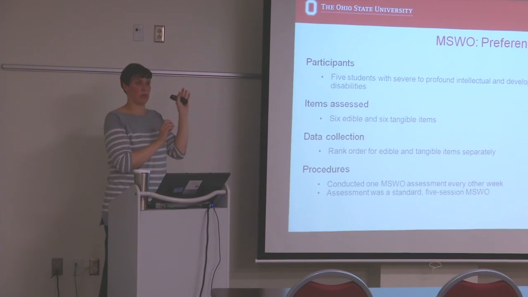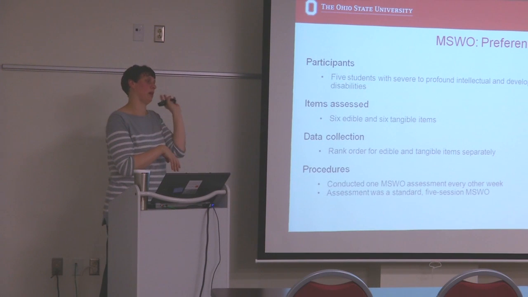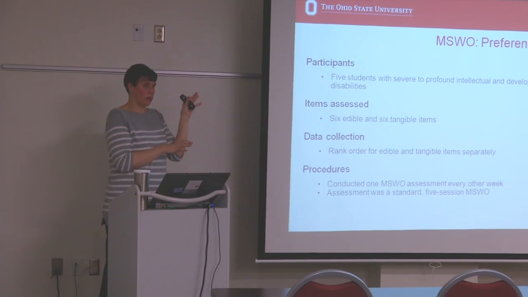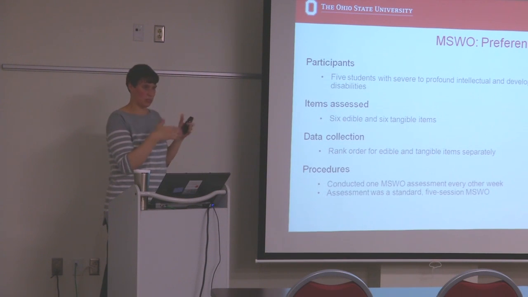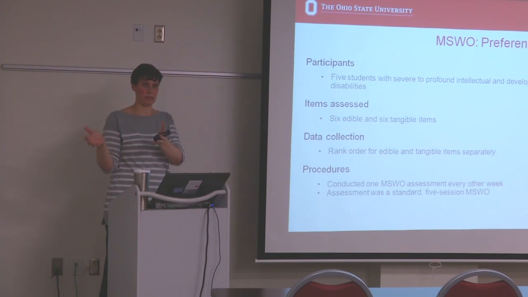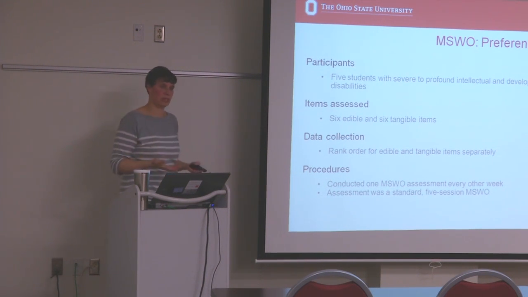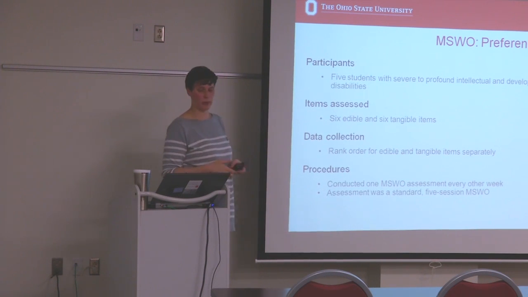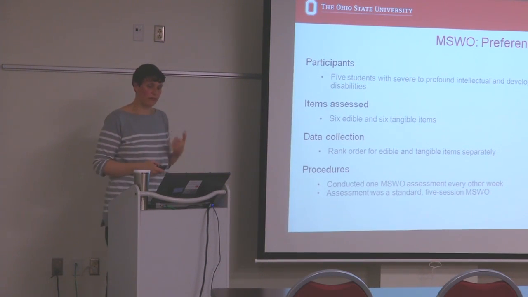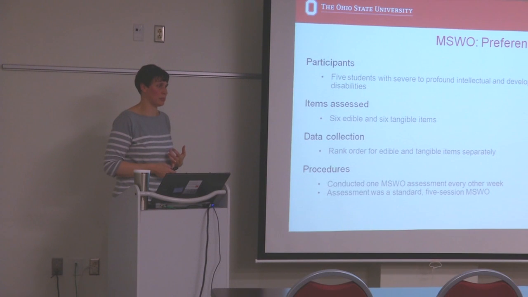And so what we did is we ran every 2 weeks, we ran a traditional MSWO, which is 5 trials across 5 sessions, so 25 trials. Every 2 weeks, we did 5 food items and 5 activities. Okay? And we just wanted to see how stable these were. We had 5 students with severe or profound disabilities.